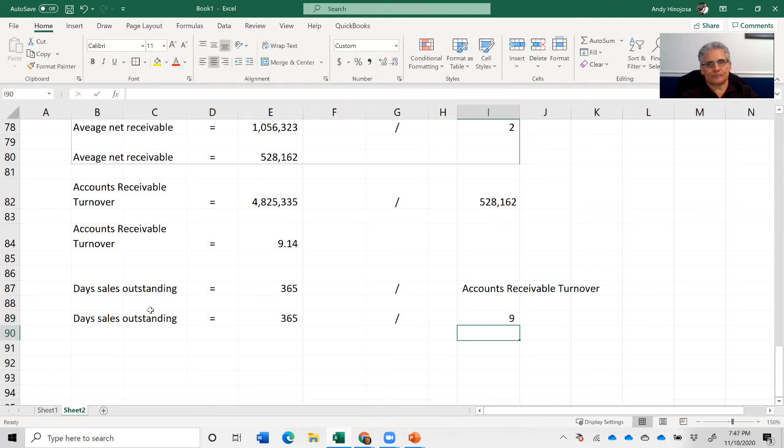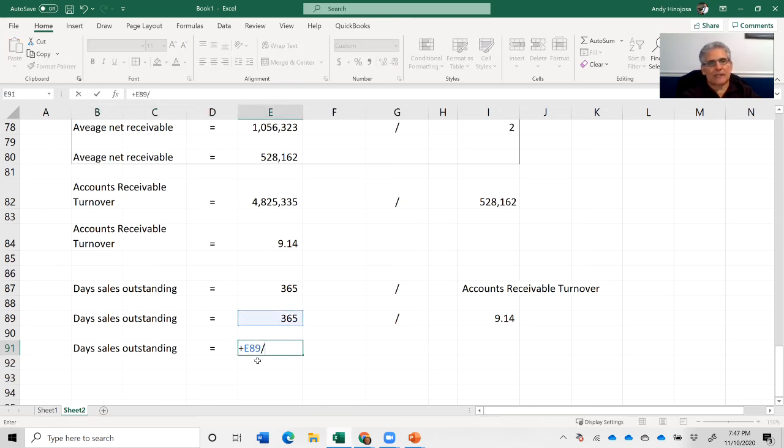9.14. So now that we have the numbers in play, we can compute the days sales outstanding. 365 divided by 9.14 gives us 39.95, but that would be rounded easily to 40 days. So what that's telling us is that on average, it's taking 40 days between the time we sell something or issue the invoice and the day we actually receive the cash from our customers. Is that good?